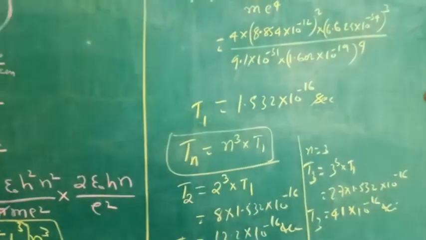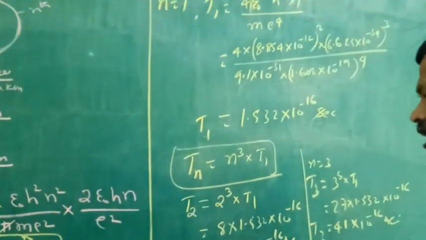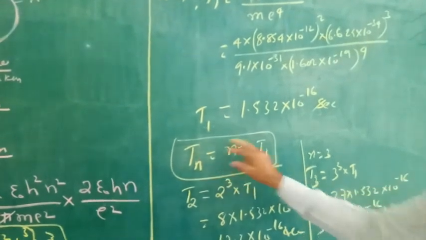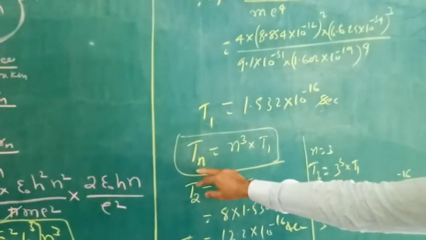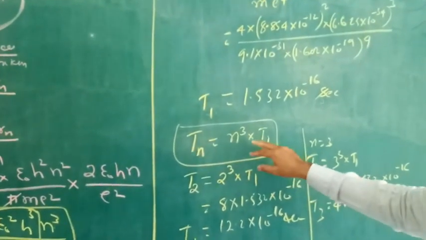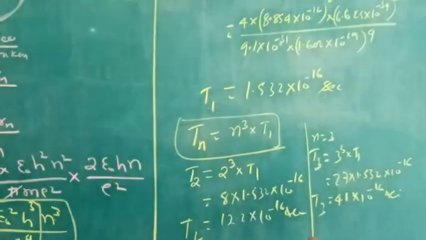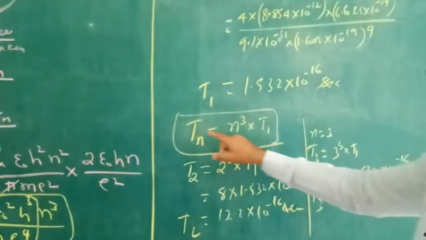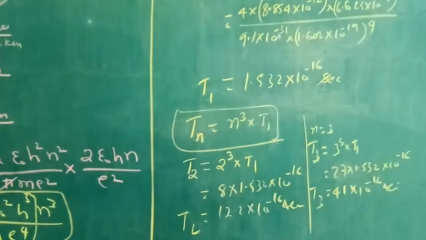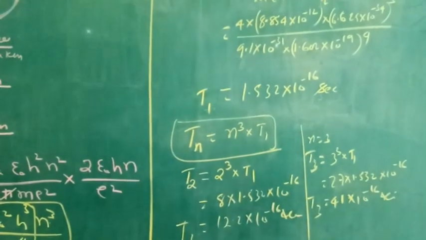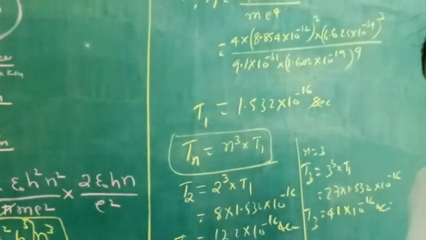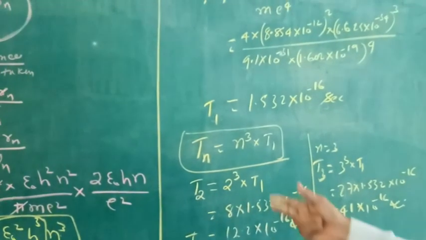As the orbit number increases, the time period also increases. The relation between the time period of the nth orbit and the time period of the electron in the first orbit is Tn is equal to n cube T1. By using this, we can find out the time period of an electron in different orbits.